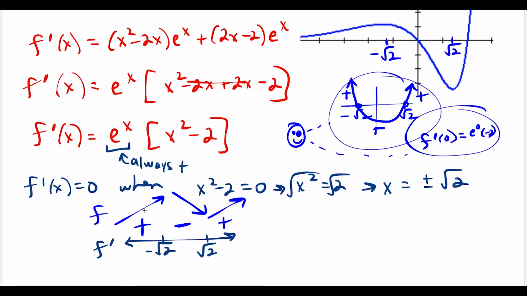And notice we have a sign change from plus to minus. That makes a local maximum here. And then we have a local minimum at positive root 2, when the derivative, or slope, changes from negative to positive.